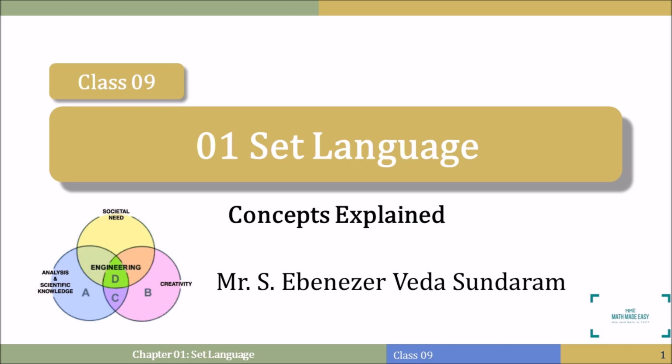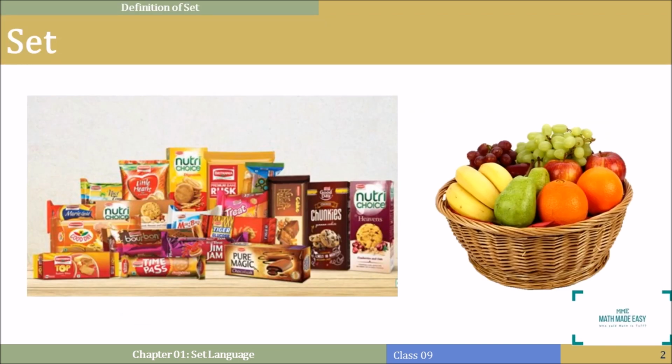So, let's get started. What do you mean by set? Let's see these two pictures. This is a picture of biscuits, and this is a fruit basket. Here, what are all the biscuits we have? It's Britannia Top, Time Pass, Pure Magic, Jim Jam, Bourbon, Good Day, Marigold, Nutri-Choice, Nice Time, Little Hearts, Milky Bikis, Tiger, Treat Biscuit, Rusk, Cake, Chunkies. So this table consists of a number of biscuits, right?